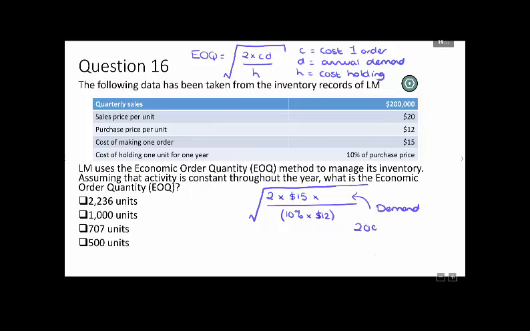So if our quarterly sales are $200,000 and each unit is being sold for $20, we could work out what our quarterly sales were in terms of units, and then across the whole year we would have 4 quarters, which in this case would give us annual demand of 40,000. If we were then to enter all of this into our calculator, and the bit that's easy to forget is that we are square rooting when we get to the end, that should give us an answer in this case of 1,000 units.